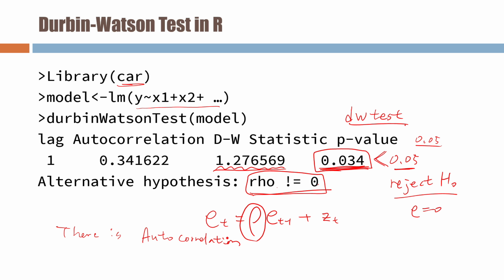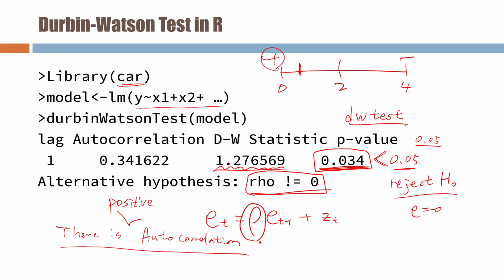And this is on the smaller side. Again, 2 is no correlation, 0 is positive correlation, 4 is negative correlation, and 1.27 is around here. So we have a positive autocorrelation. So we should reject the null hypothesis that there is no autocorrelation.